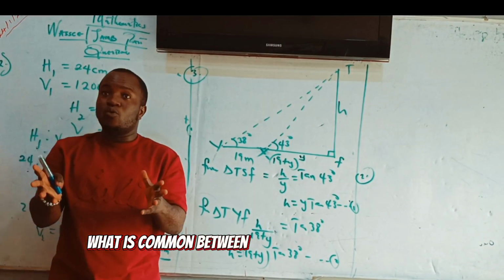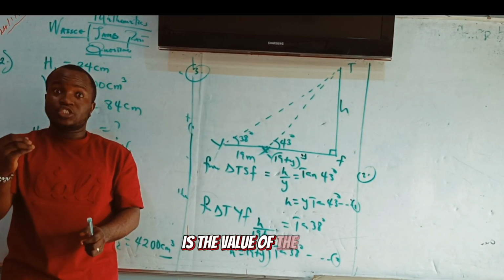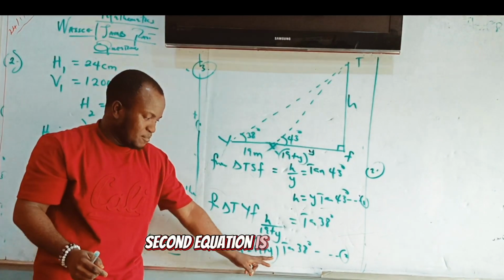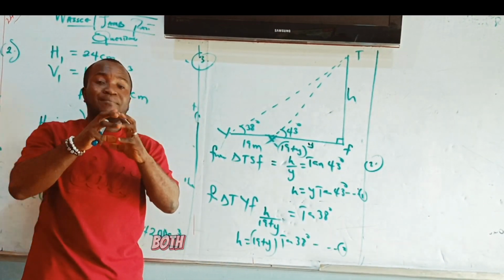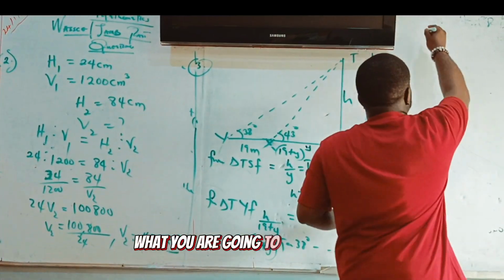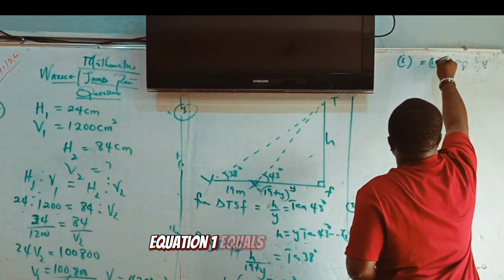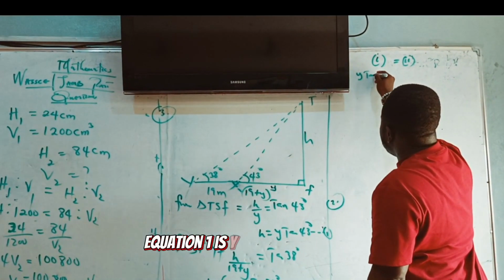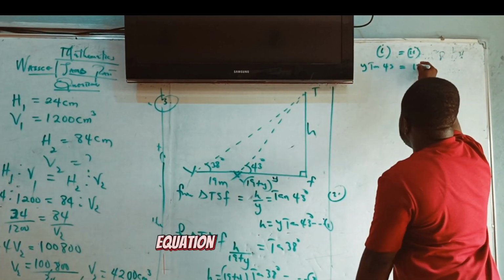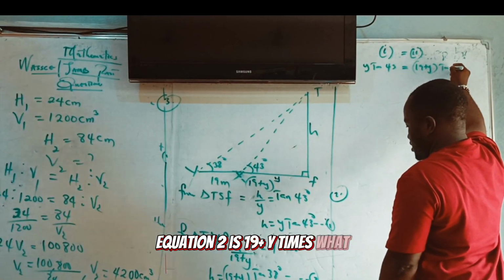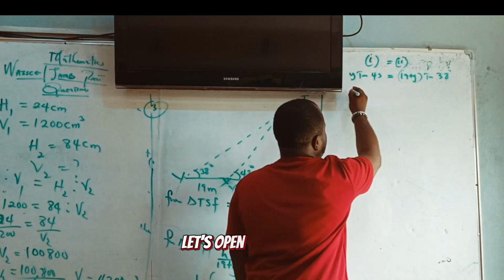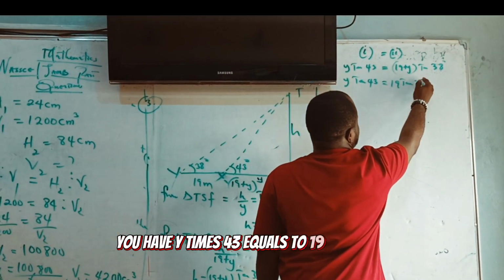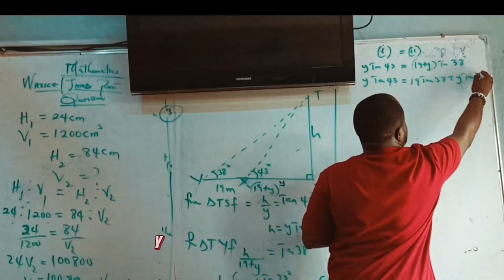Now, what is common between equation 1 and equation 2 is the value of h. The first equation is h equals y tan 43. The second equation is h equals 19 plus y, times tan 38. Both of them have h in common, so we write equation 1 equals equation 2. So y tan 43 equals 19 plus y, times tan 38. Let's open the bracket: y tan 43 equals 19 tan 38 plus y tan 38 degrees.